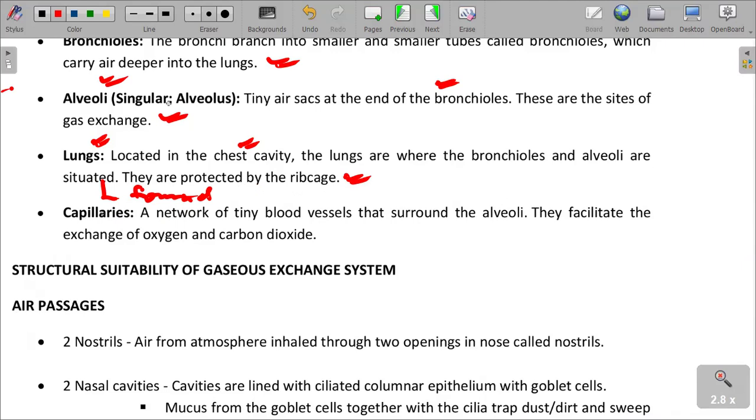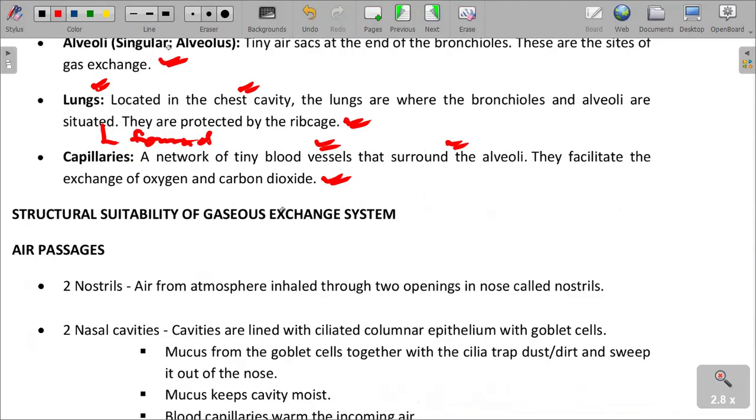And then we have got the capillaries, a network of tiny blood vessels that surround the alveoli, facilitating the exchange of oxygen and carbon dioxide. The capillaries are a blood network that actually facilitate what?